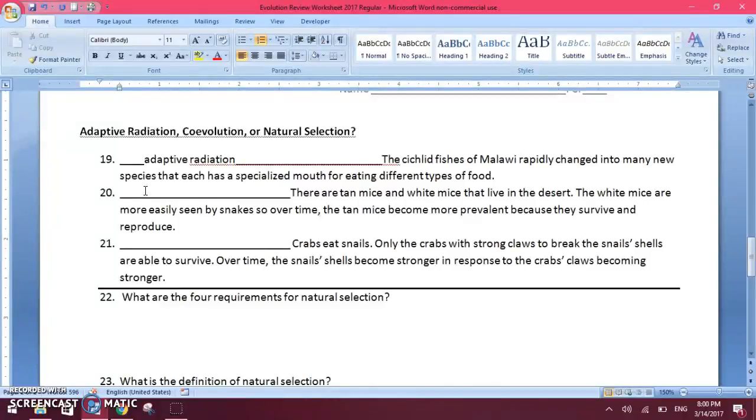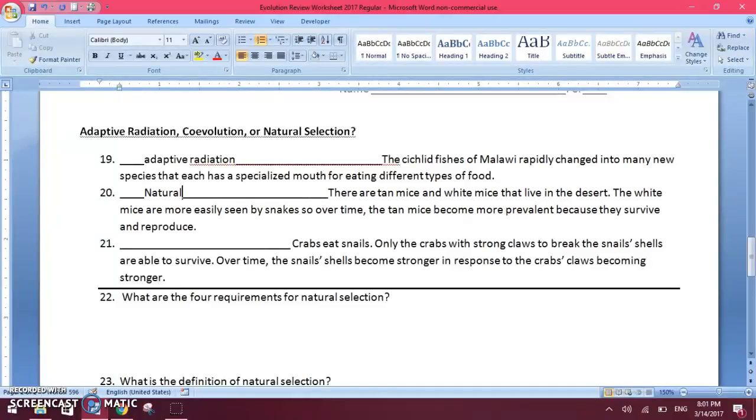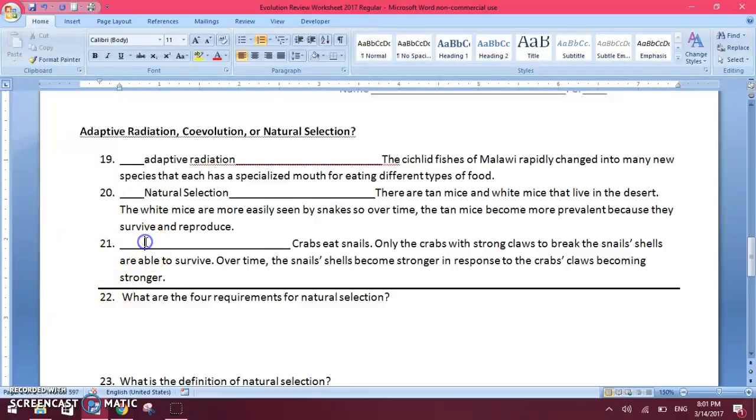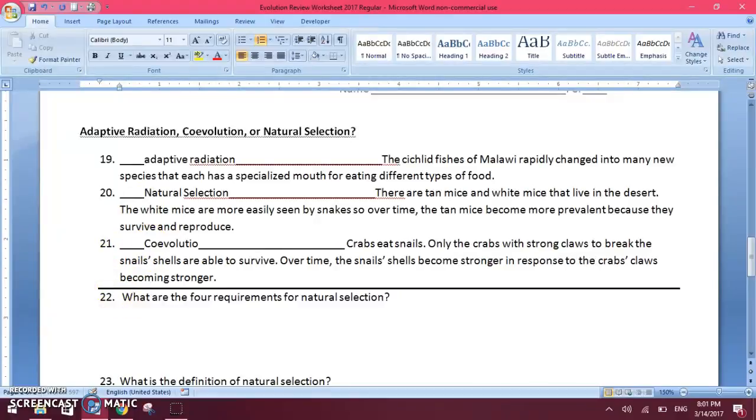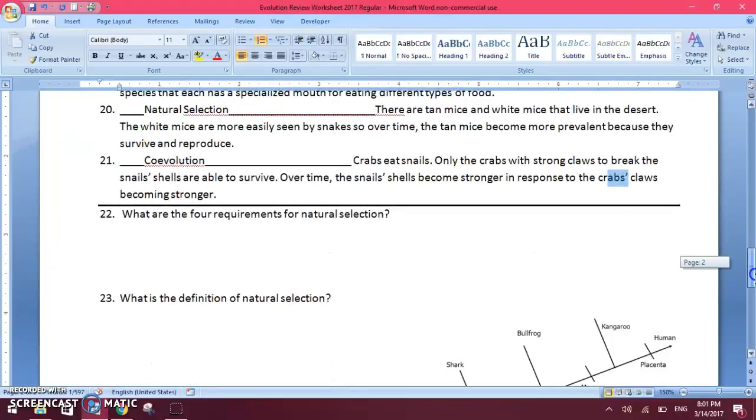All right, 20, tan mice and white mice. Over time, tan become more prevalent. This is natural selection. And then number 21 here is going to be coevolution. Why is it coevolution? Because the crabs are adapting to the snails, and the snails are adapting to the crabs. So they're influencing how each other end up developing and evolving.